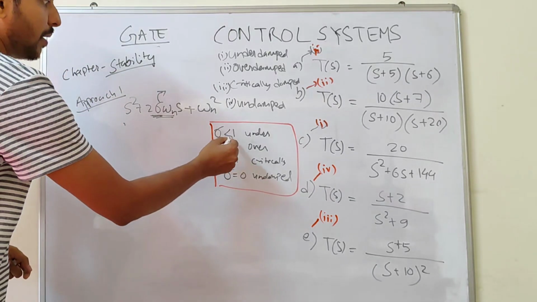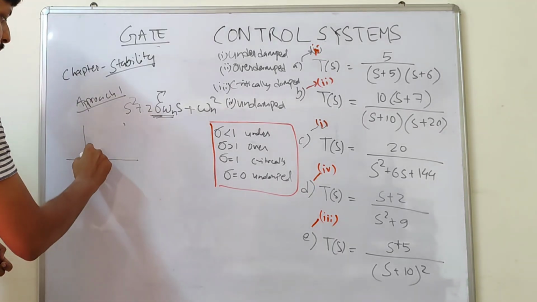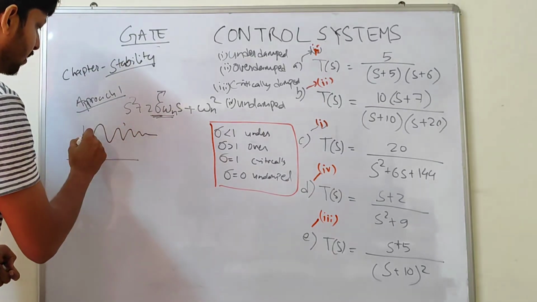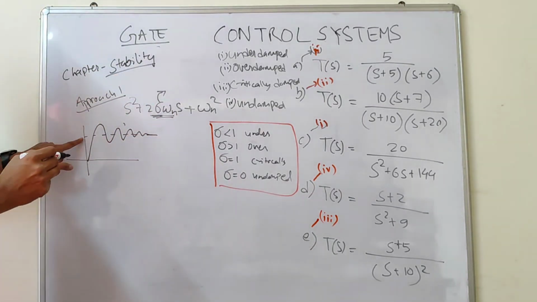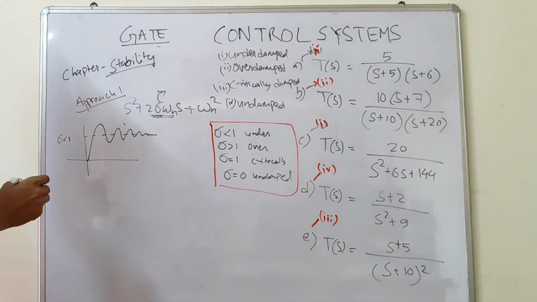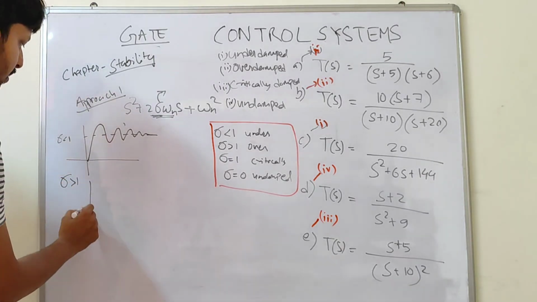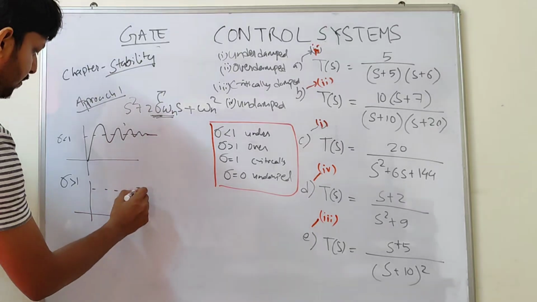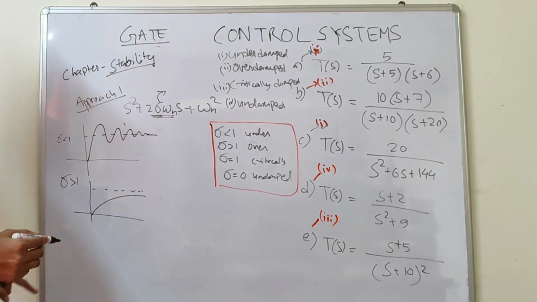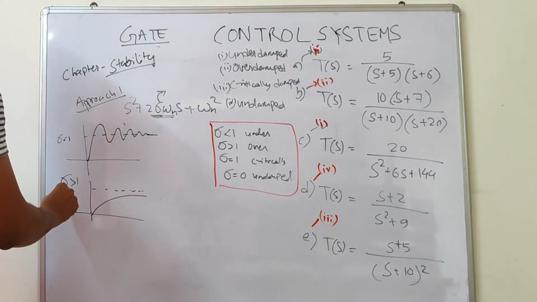So when sigma is less than 1, what happens? The system looks like this in the time domain. It goes like this and then oscillates till it reaches the steady state. So this is what happens for sigma less than 1. For sigma greater than 1, it will happen like this. It will saturate without oscillating. When it's critically damped, it's a similar thing.